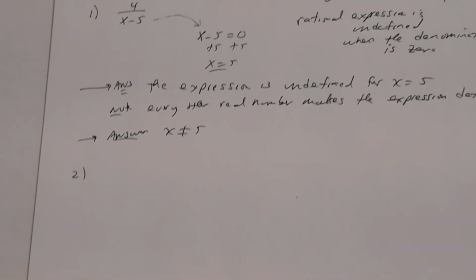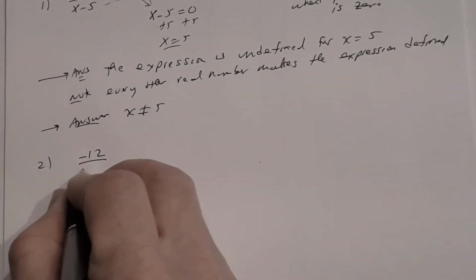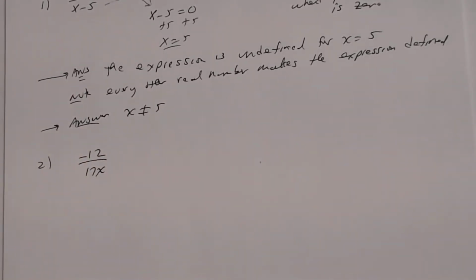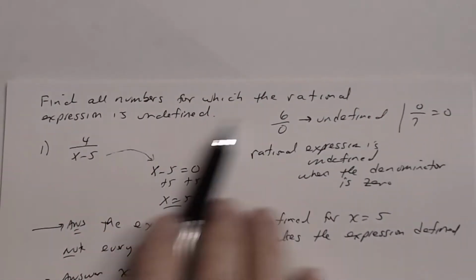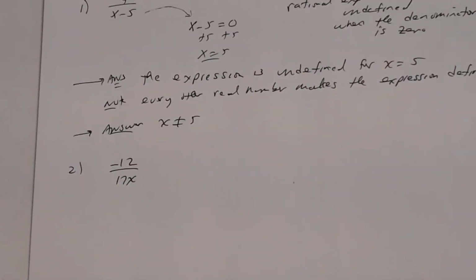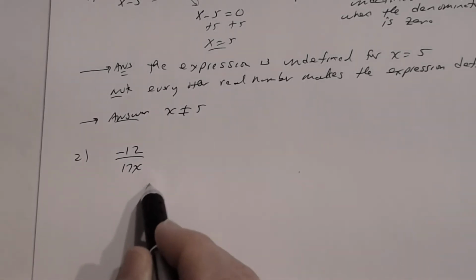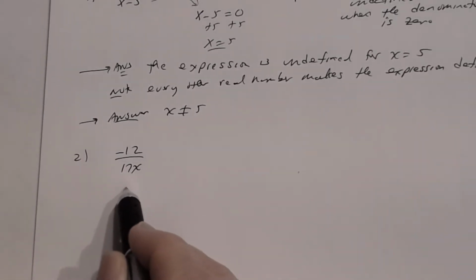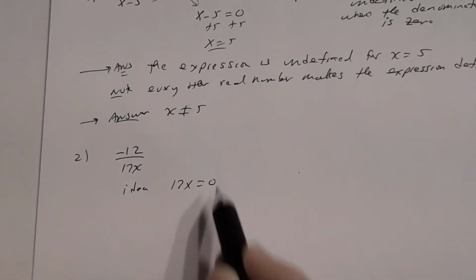Number 2, let's suppose we had negative 12 divided by 17x. Now, for some reason, that throws students off. And it should not, because remember, you're trying to find the numbers for which this rational expression is undefined. And all you do is look at your denominator. All right, so here's the next step. The idea is to look at the denominator and set it equal to 0.